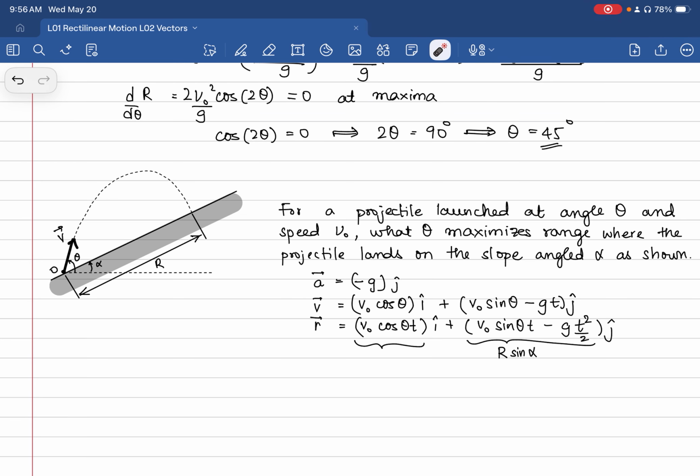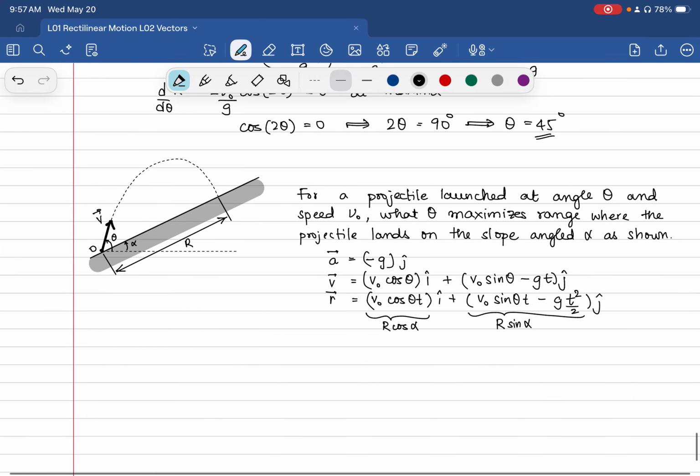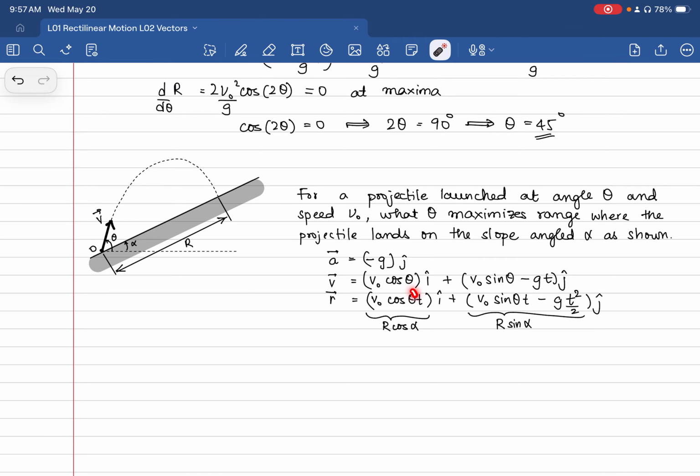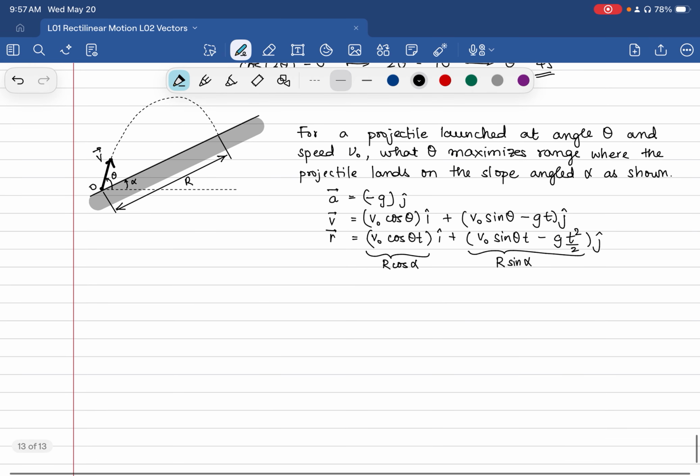And what about this here? That is your x component. So here, your x component was defined by v naught cos theta t. At this point, it would be r cos alpha, right? So that is essentially the constraint of having it fall back onto the slope. Okay, so these are the two relations that we have. There is one variable theta and there's a variable t. You now have two equations, two unknowns, and so we can solve this.